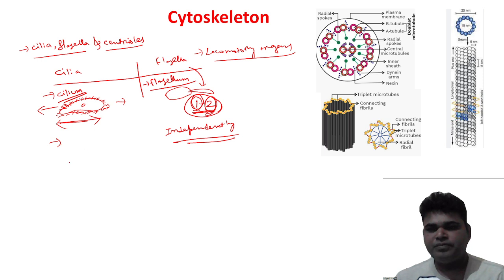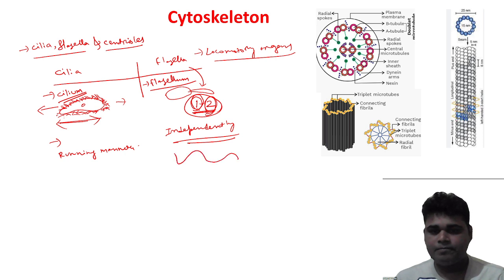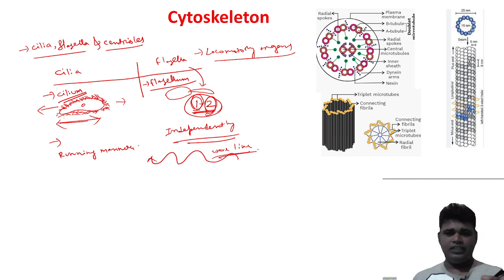Now the cilia move in a running manner. Running manner means all of them run like this, but the flagellum moves in a wave-like manner. So this is the main difference between the cilia and the flagella.